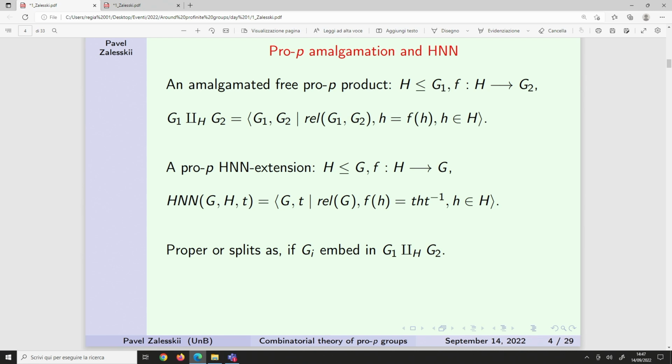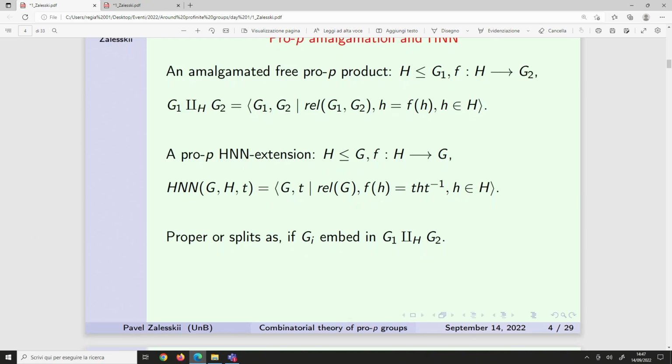But also, following geometric group theory terminology, I will use the word splits. I will often say that a group splits as an amalgamated product or HNN extension. Why? Because the word splits already means that my building blocks are subgroups of the given group. So I don't need to say proper, not proper, and so on.